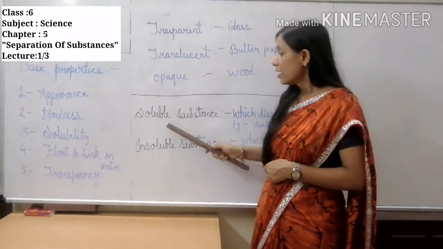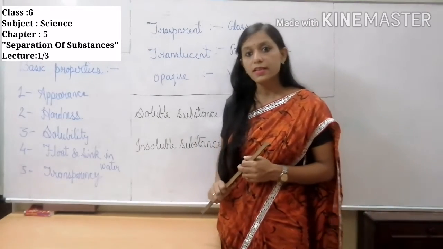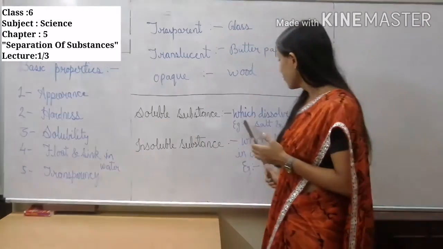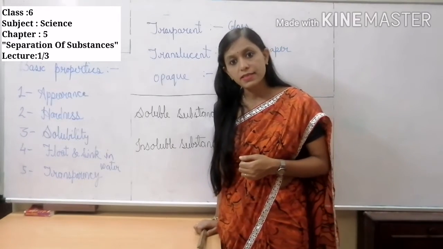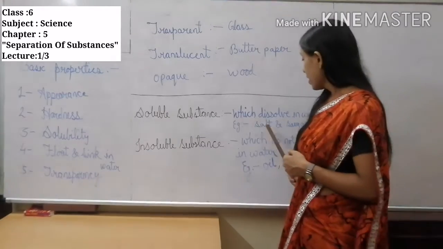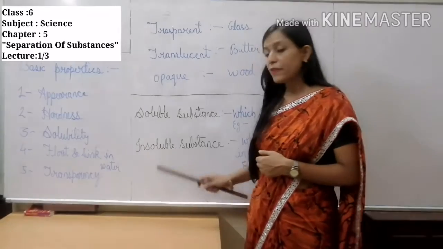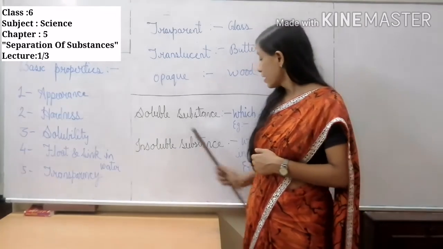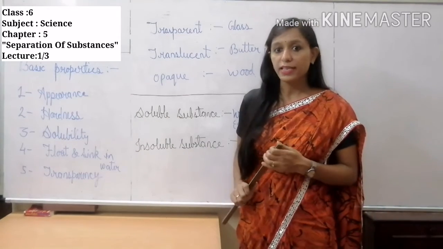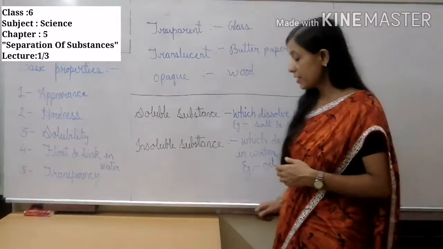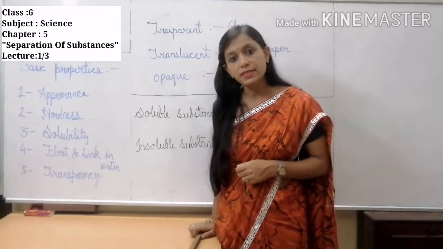Now tell me students, what is a soluble substance? Yes, that substance which dissolves in water is called a soluble substance. Example, salt and sugar. And what is an insoluble substance? That substance which does not dissolve in water is called an insoluble substance. Example, oil and wood are insoluble substances.